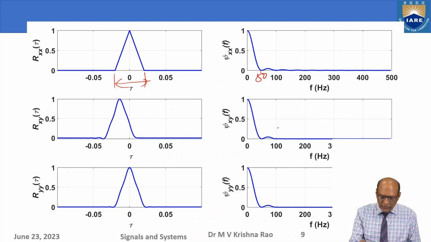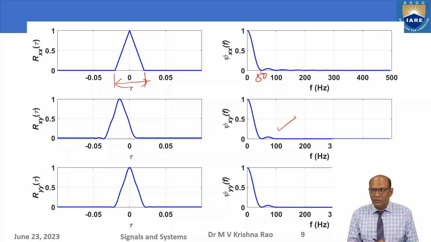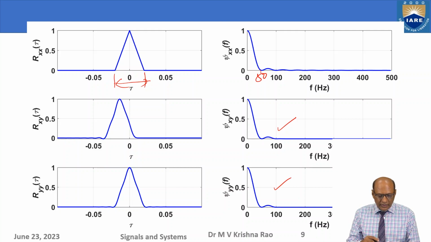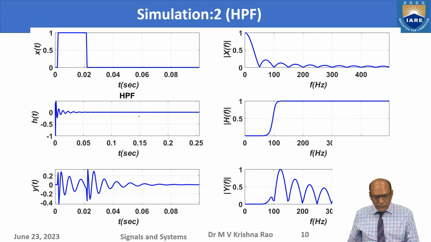Same thing you will see in the cross power spectral density and the power spectral density of the output signal. In both, the same trend is there, and these are symmetric compared to this. That was the low pass filter.